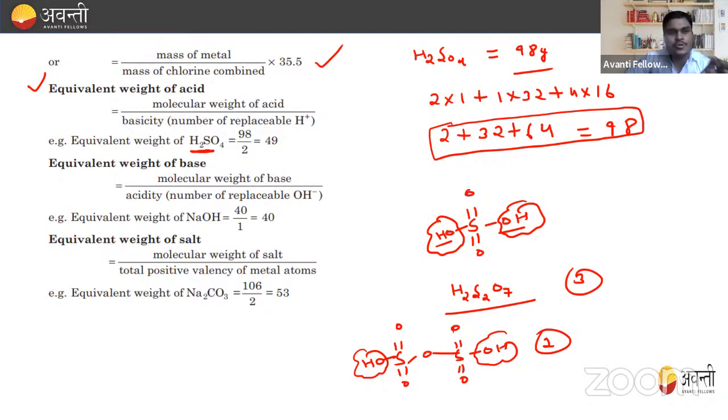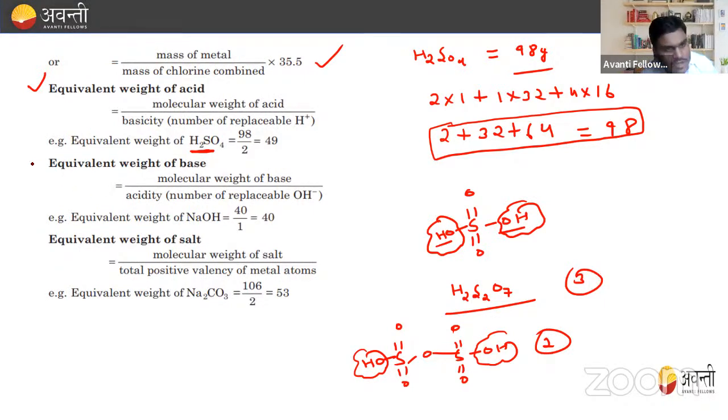Whenever you have to calculate the equivalent weight of an acid, just divide the molecular weight of the acid by the basicity. I hope it's clear to everyone, right? Clear? Any doubt, beta? You can text me. Any doubt related to this one? No? Shall I proceed? So this is how you can calculate the equivalent weight of an acid.